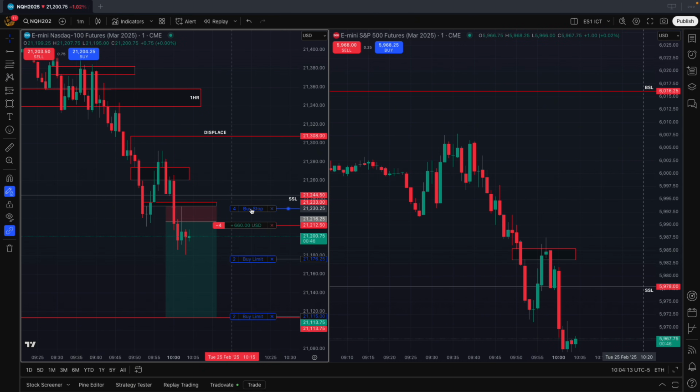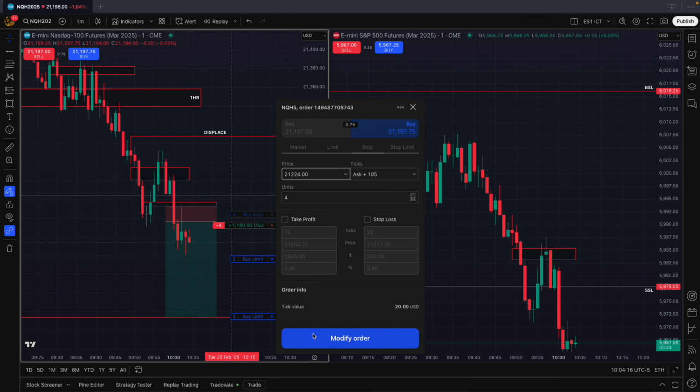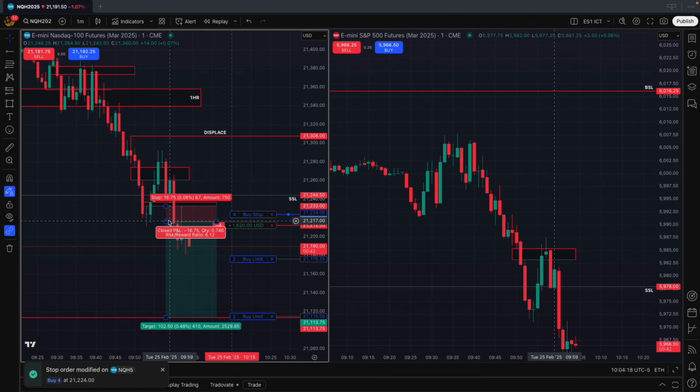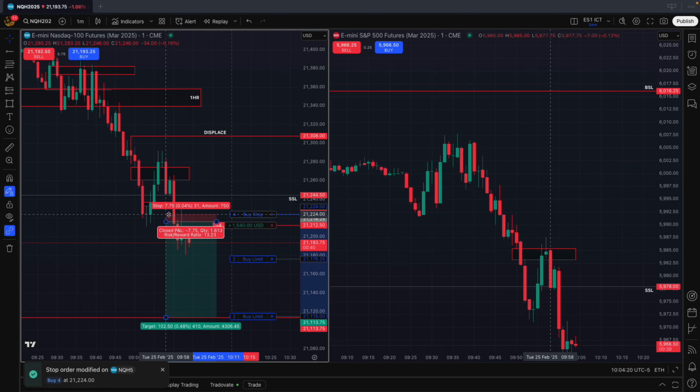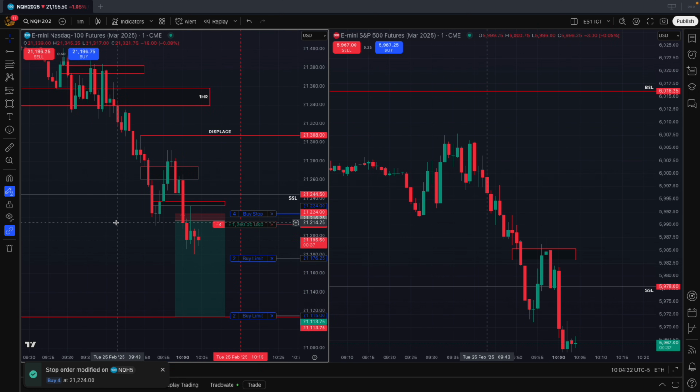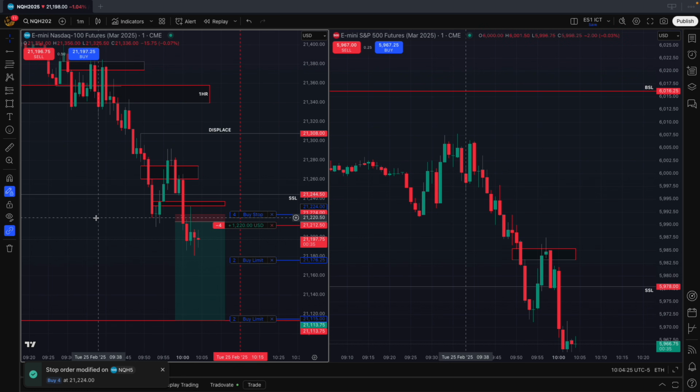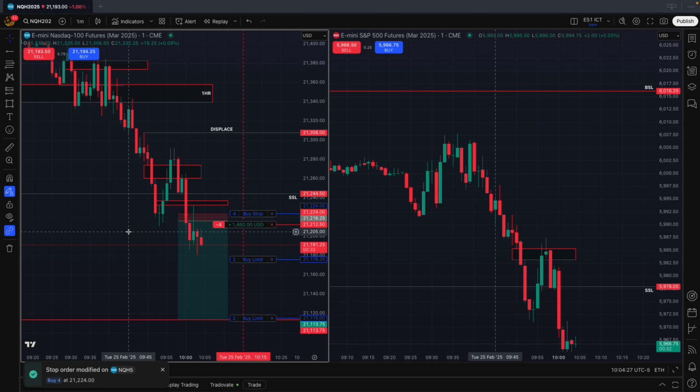I'm going to move my stop to 224. It shouldn't come back to this 1 minute bearish gap. It should start to accelerate from this point here. So only risking around 7 handles. So just above break even at the moment.